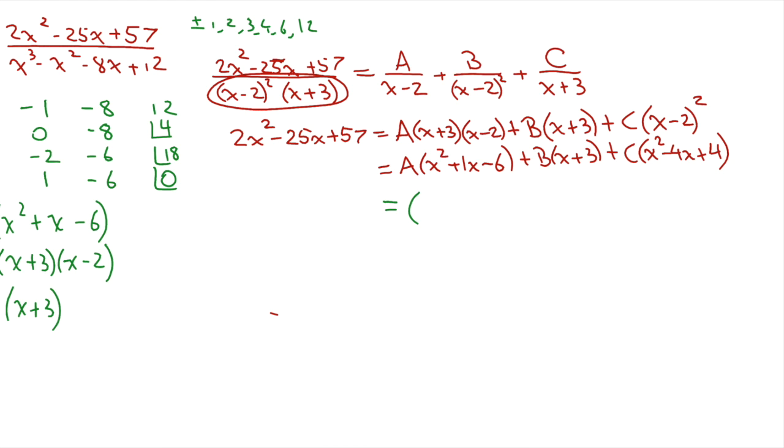So where am I going to get x squares? The first and the last one. So a plus c x squared. Then the x terms: ax, bx, plus, oh yeah, cx. I meant negative 4c. So we're going to get a plus b minus 4c. And then lastly, the constants.